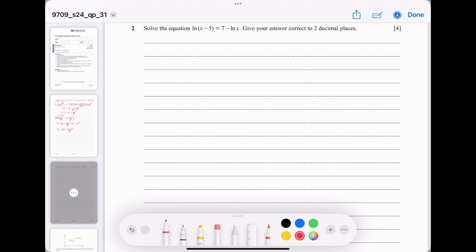So question 2, you can see here you've got 2 log statements and then just a coefficient. So ideally we want to have them all as a log statement. So I'm going to rewrite my 7 as with the same log. So we've got ln x minus 5 equals 7 ln e, because we know ln e is just 1. So we've got minus ln x.